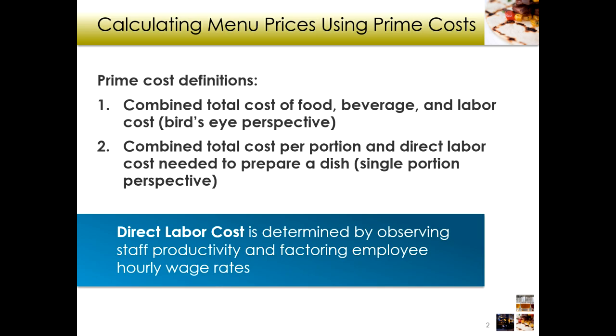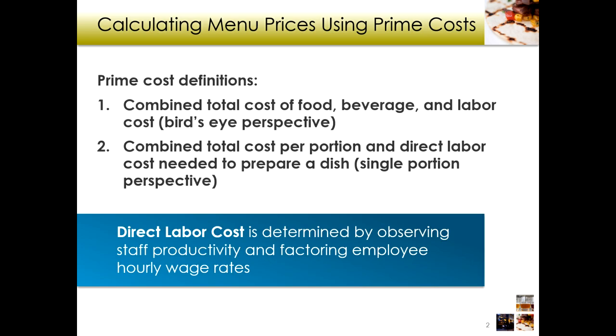So how do we figure out what our direct labor cost is? Well, really simply by observing staff working with a stopwatch and figuring out how many minutes it takes them to make that dish, right? And then are we paying them $15 an hour? Well, then we can figure out how much it costs us to actually produce that dish. But it's physical, actual time working on the dish, not the entire time it takes to make the recipe.